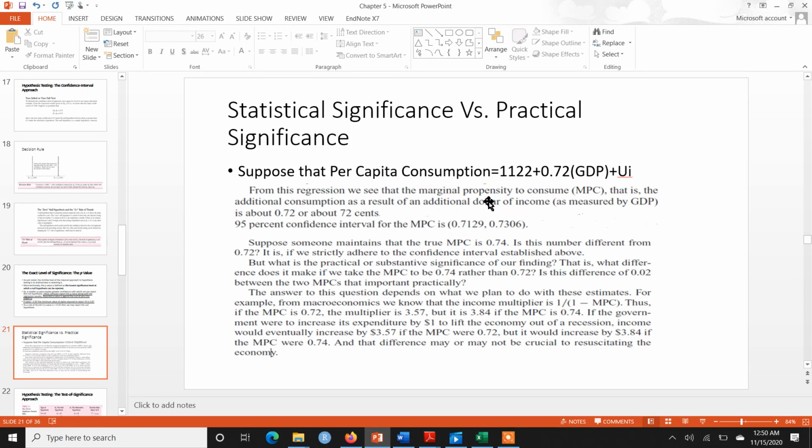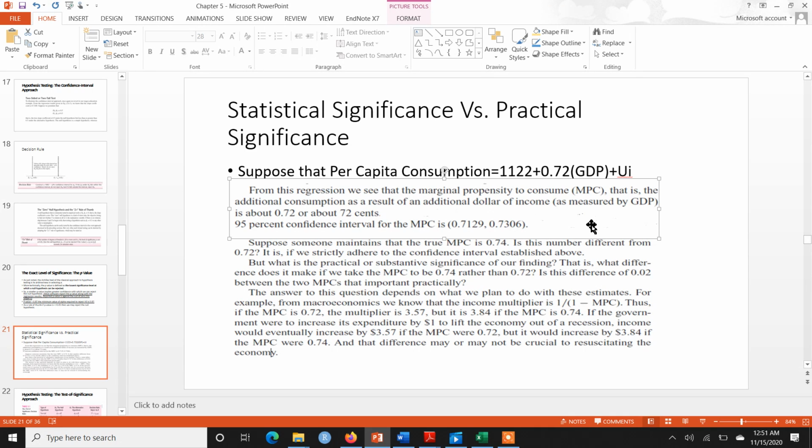Let's say we have data on marginal propensity to consume, that is, we have data on consumption and we have data on GDP, or the gross domestic product, and let's say if we regress these two variables, the slope coefficient comes out to be 0.72. That means that the marginal propensity to consume is 0.72. And let's say that the 95% confidence interval for the slope is 0.7129 to 0.7306.